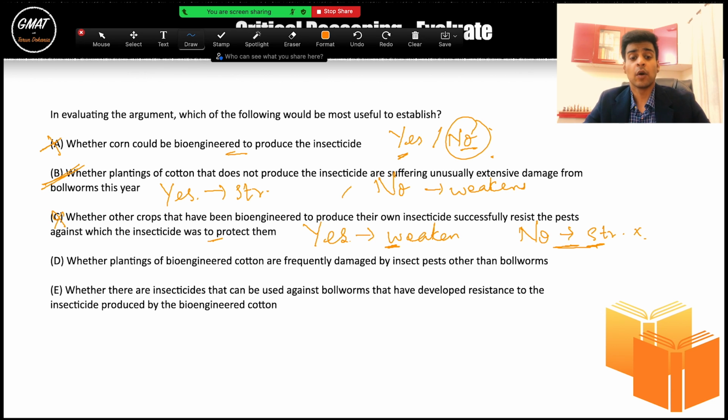D. Again, plantings of bioengineered cotton are frequently damaged by insect pests other than bollworms, but we know for a fact that we have been talking about only bollworms on Vidar, which caused by them.